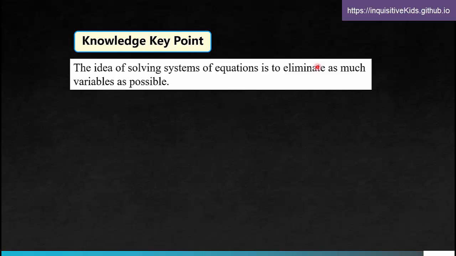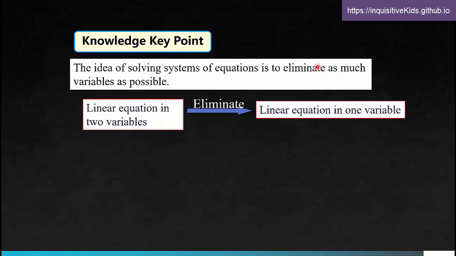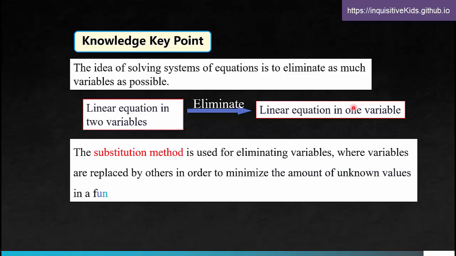Knowledge key point: the idea of solving systems of equations is to eliminate as many variables as possible. So we first have a linear equation in 2 variables. After we eliminate a variable using substitution, we have a linear equation in 1 variable. The substitution method is used for eliminating variables, where variables are replaced by others in order to minimize the amount of unknown values in a function.